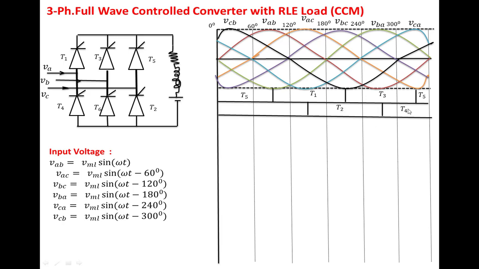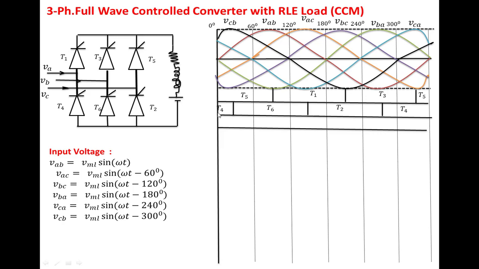Again from the negative group, the next one is T4. So T4 is conducting for the remaining 90 degrees and here 30 degrees. Here for 120 degrees, T6 has to conduct. For a firing angle of 30 degrees, we have marked the conduction of T1, T3, T5 here, and T2, T4, T6 here. Now we are going to find the regions in which two devices are conducting.